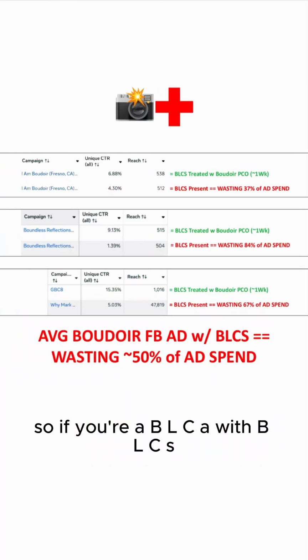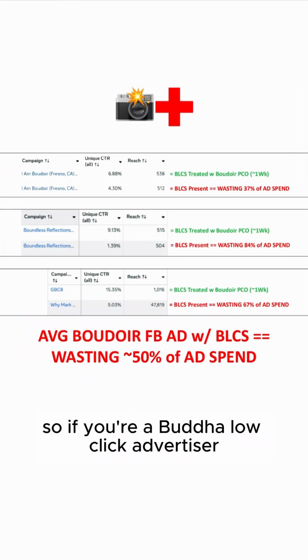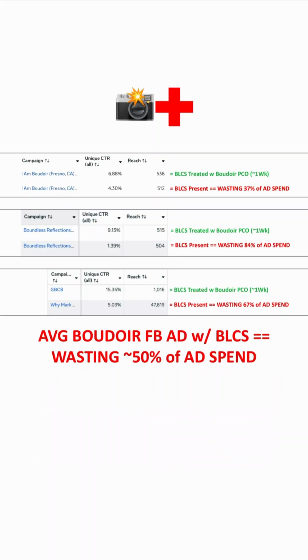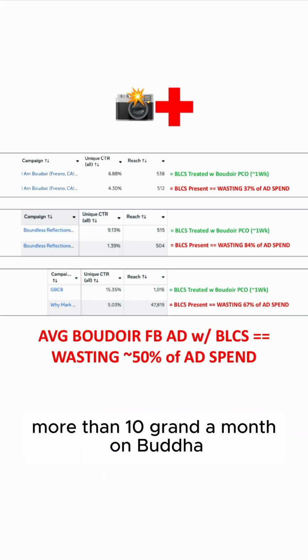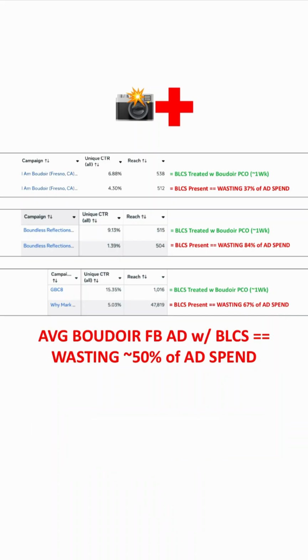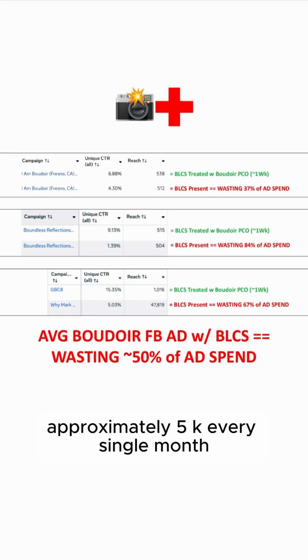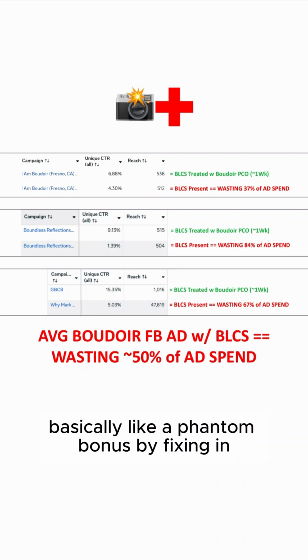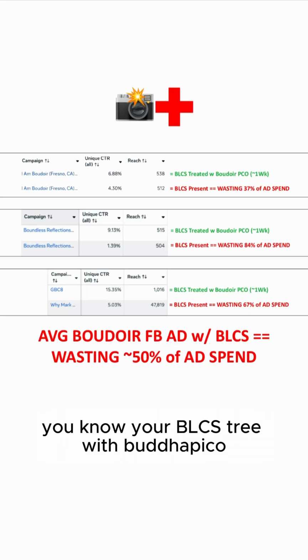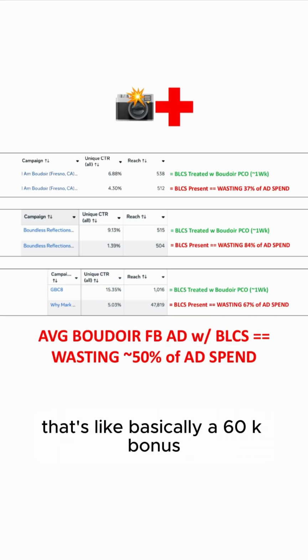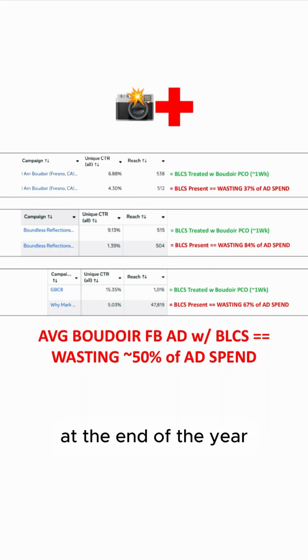So if you're a Boudoir low click advertiser with Boudoir low click syndrome, and you're spending more than 10 grand a month on Boudoir Facebook ads, and you want to eliminate and put back in your pocket approximately 5K every single month, basically like a phantom bonus, by fixing your BLCS trio with Boudoir Pico, that's basically a 60K bonus at the end of the year.